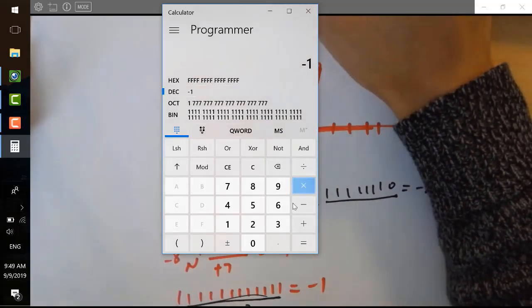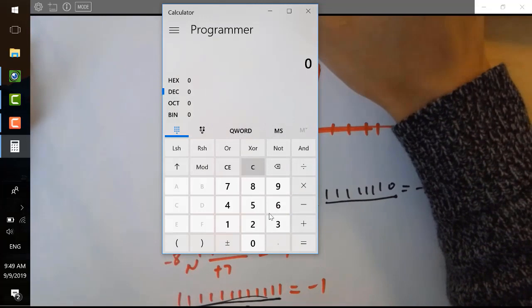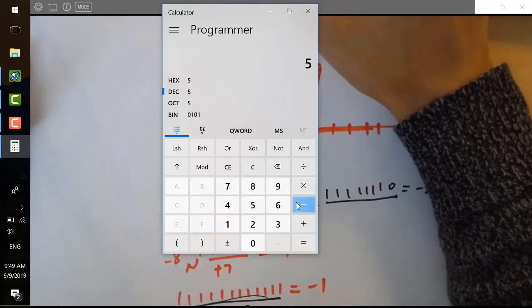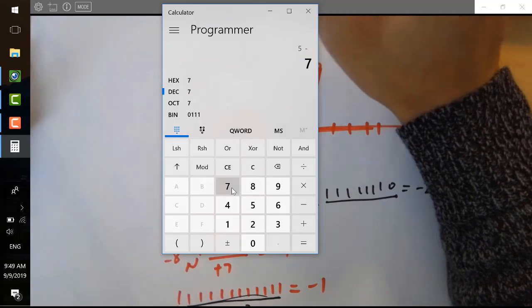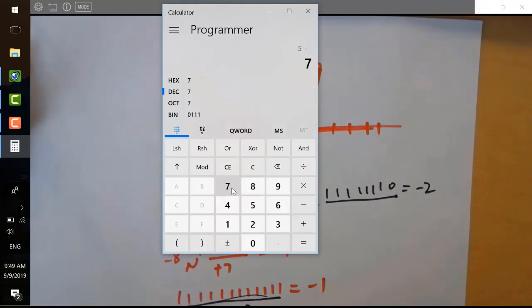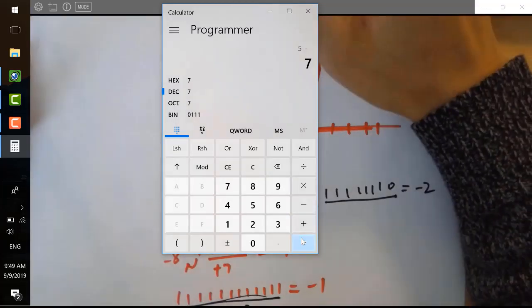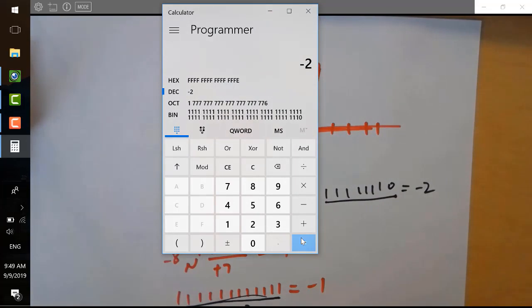So let's try another one. 5 minus 7. Let me know the answer in binary. 5 minus 7, what's the answer in binary? 1 0. Where's the 0? LSD, right? Yeah. See?